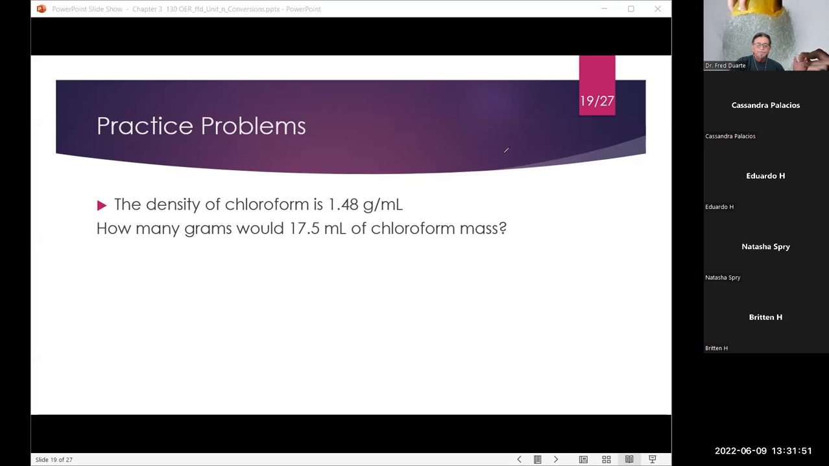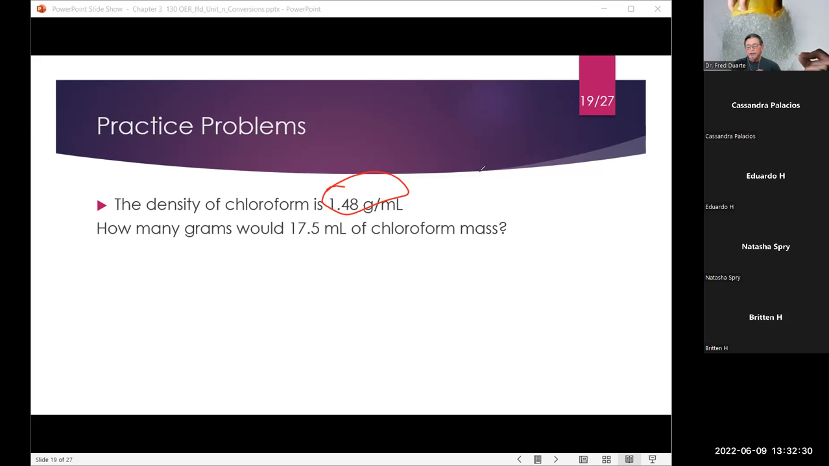Now, in the previous scenario, we did a real simple calculation of density: you've got the mass, you've got the volume, plug the numbers in, and keep track of your sig figs. In this scenario, given the density of chloroform, how many grams would 17.5 milliliters of chloroform mass? So if you were to take a volumetric flask and measure out 17.5 milliliters of chloroform, the question is, what is the mass?